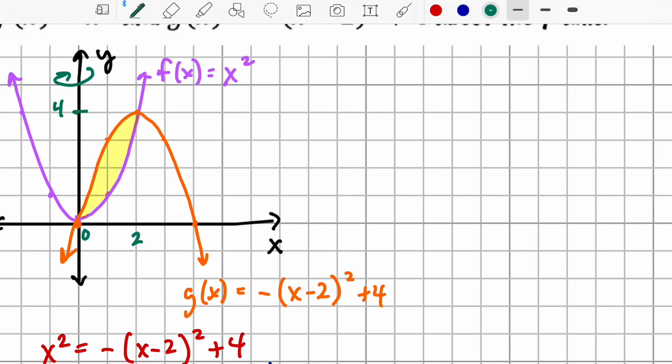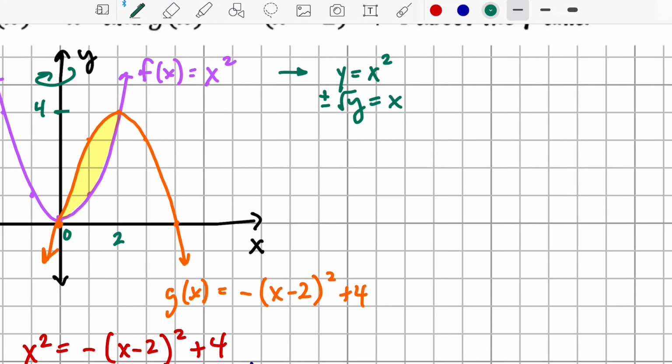So now we have that. Now we need to solve for x. So let me start with this one. I'm going to rewrite it as y equals x squared. So I take the square root of both sides. I get positive, negative square root of y equals x. So we have the positive and the negative square root of y.